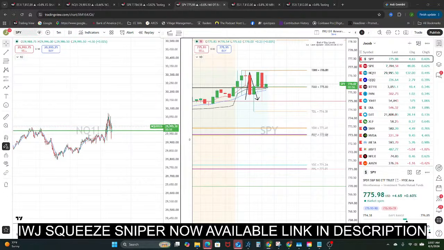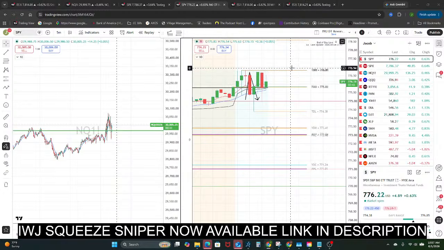Guys, I think I'm going to take a short here. This is not an indicator trade, obviously, but price action here is dictating a failure. I got 775 for $1.75. I'm going to put my stop up here basically at just above the high, so I'm going to put it at 777.